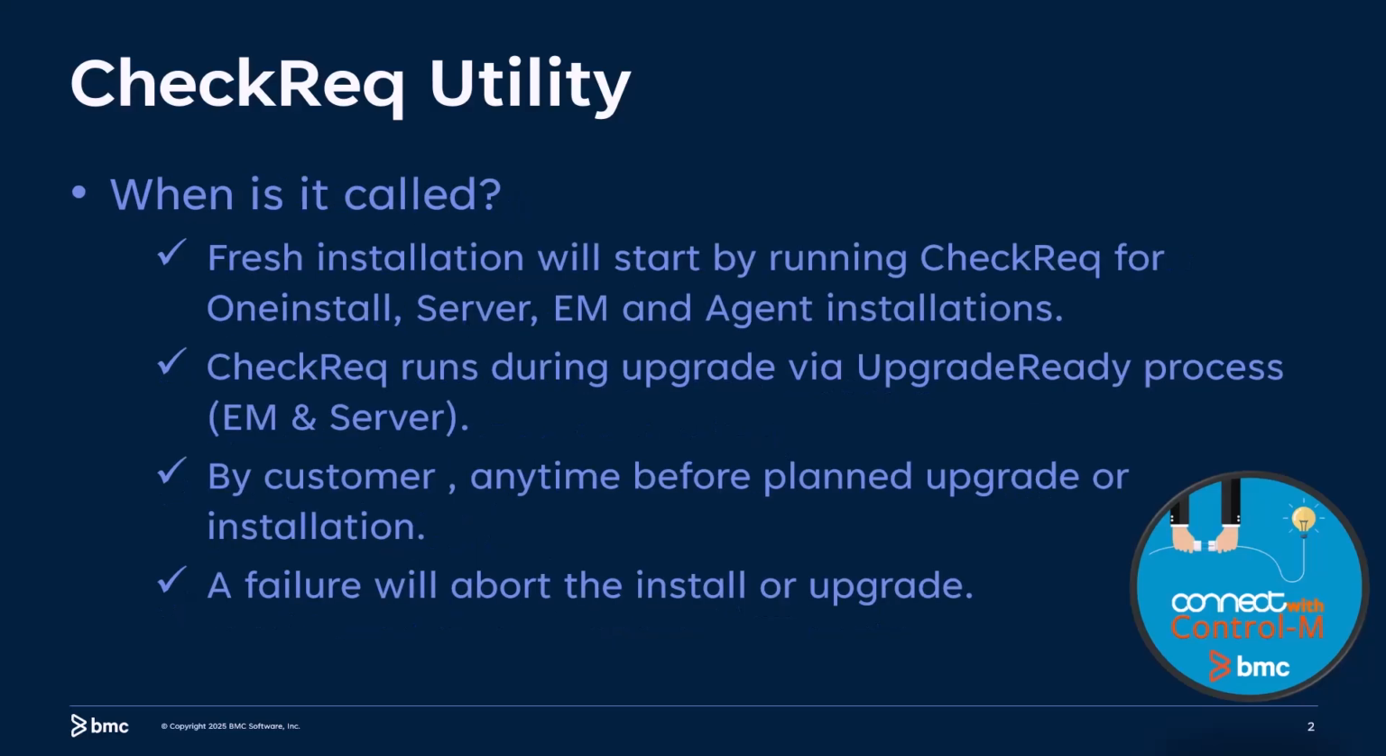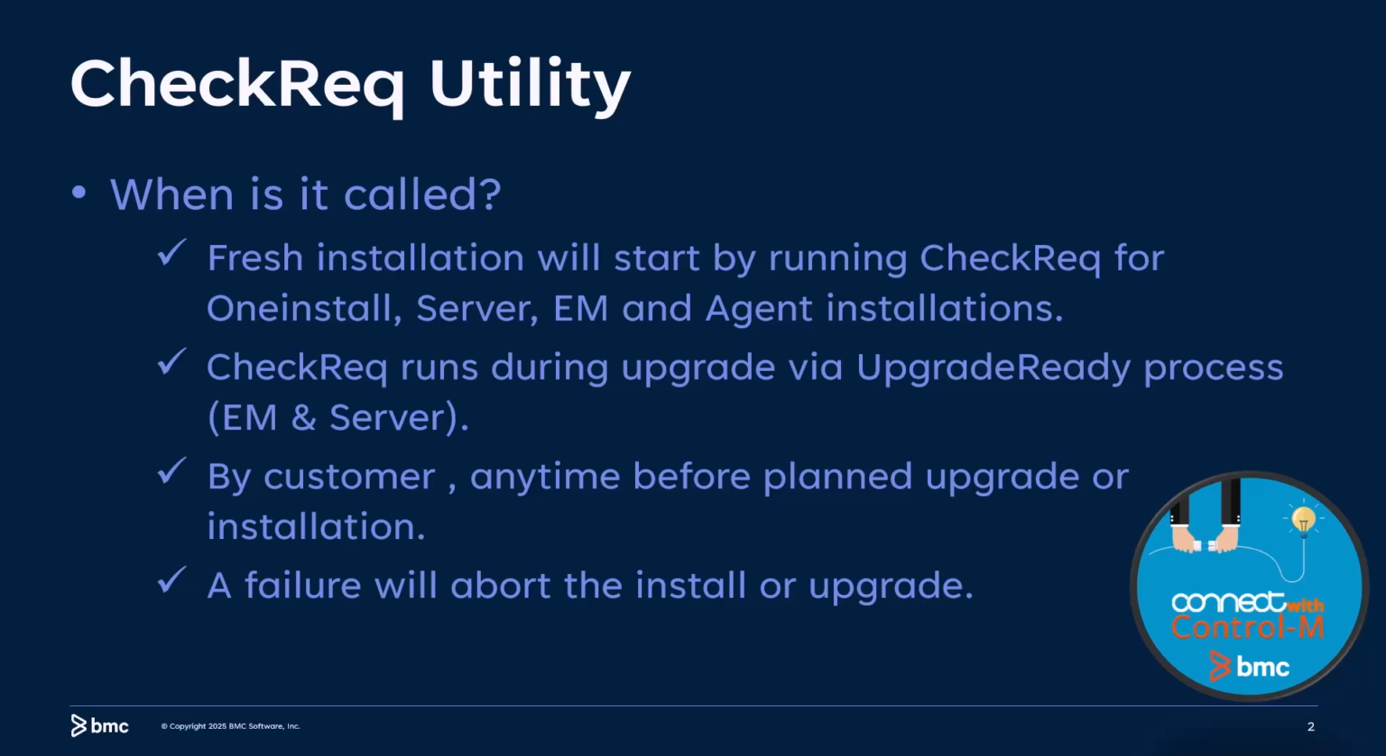This utility is executed automatically on a fresh installation in Unix operating system for Control-M Server, EM, and Agent installations. The checkrec runs during the upgrade via Upgrade Ready process under the Control-M Enterprise Manager and Control-M Server. In version 22, checkrec is a mandatory utility executed during a fresh installation of version 22, and it's also called automatically by the Upgrade Ready utility when upgrade is done.